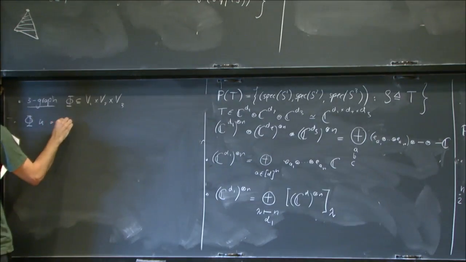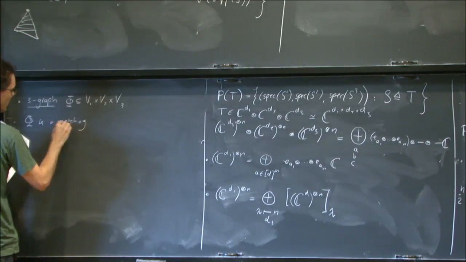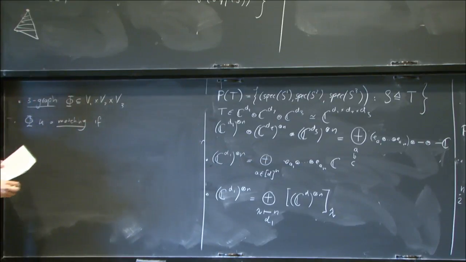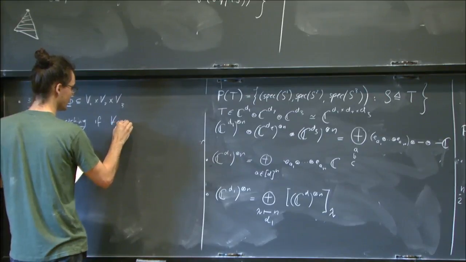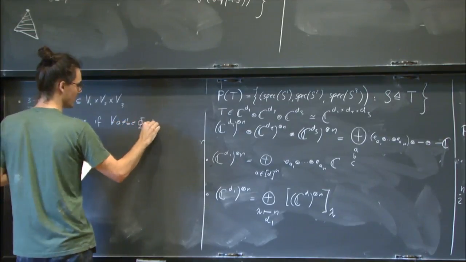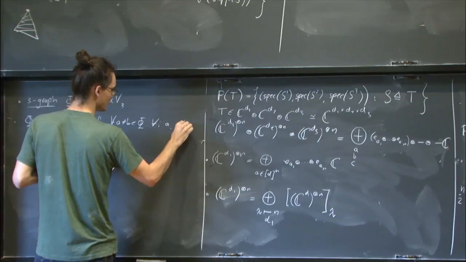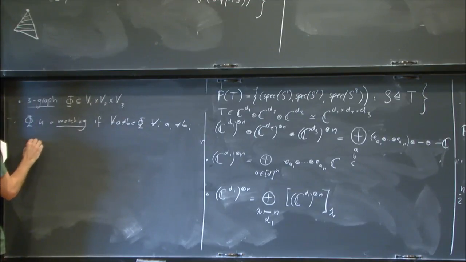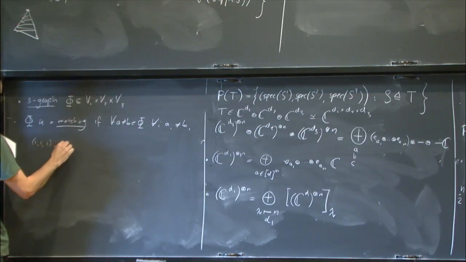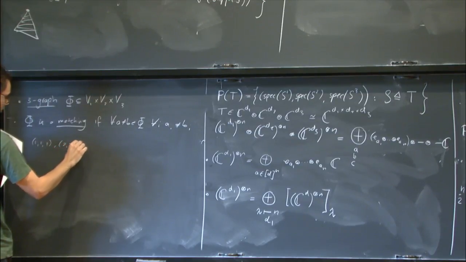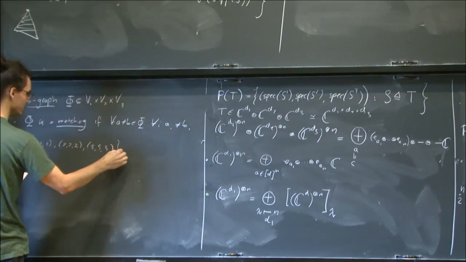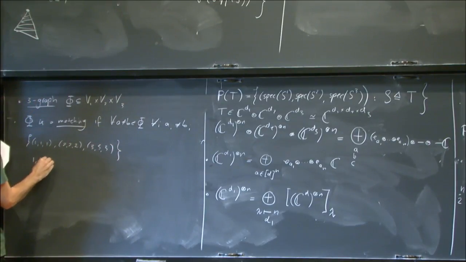Phi is a matching if all the edges are completely disjoint. Take A different from B, then they are different at each of the 3 coordinates. Yeah, that's a matching. An example of a matching is, for example, the support of these diagonal tensors. That's an easy example. But you can also take some permutation.